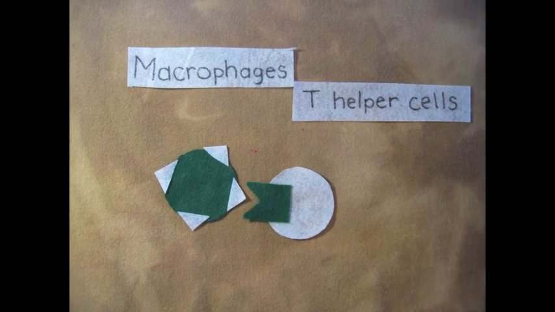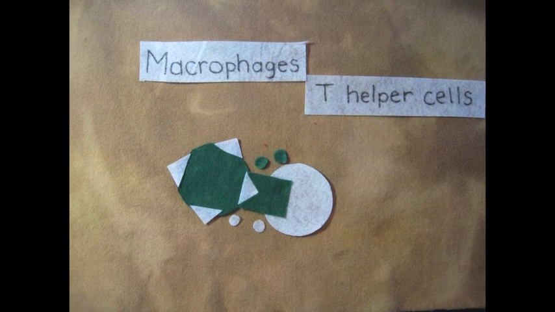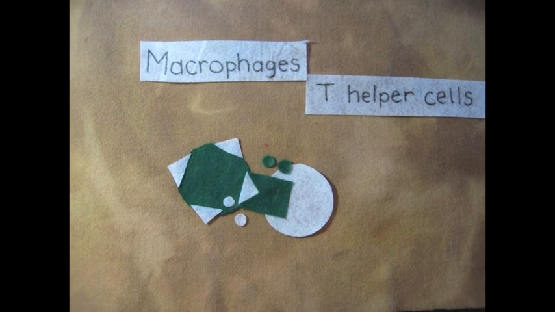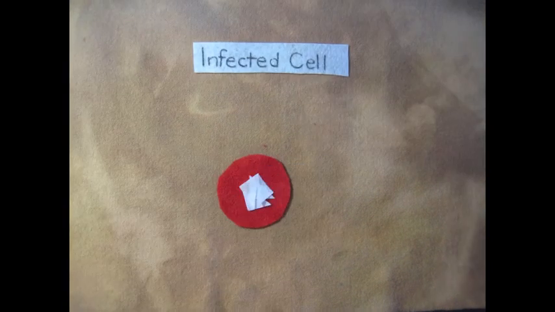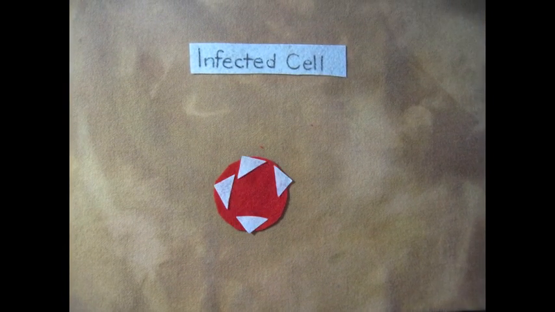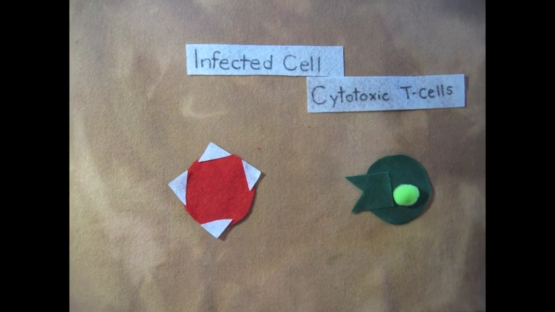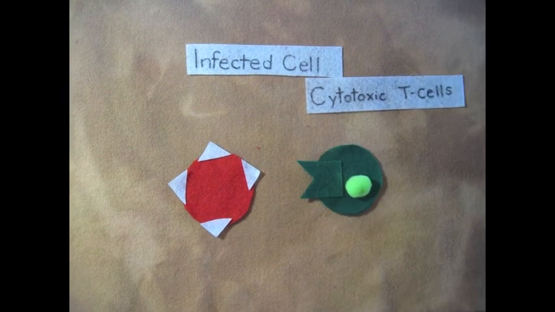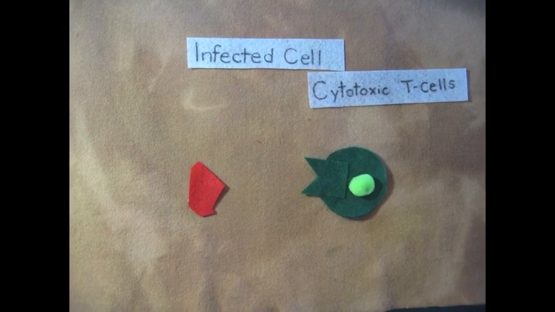The macrophage and the T helper cells then release chemical signals that cause the accumulation of more white blood cells called cytotoxic T cells and B cells. Some normal cells of the body that get infected also digest the pathogen and present the antigens on their surfaces. Cytotoxic T cells accumulate that recognize many different pathogens. These cells then bind to the infected cells and kill them along with the pathogen.